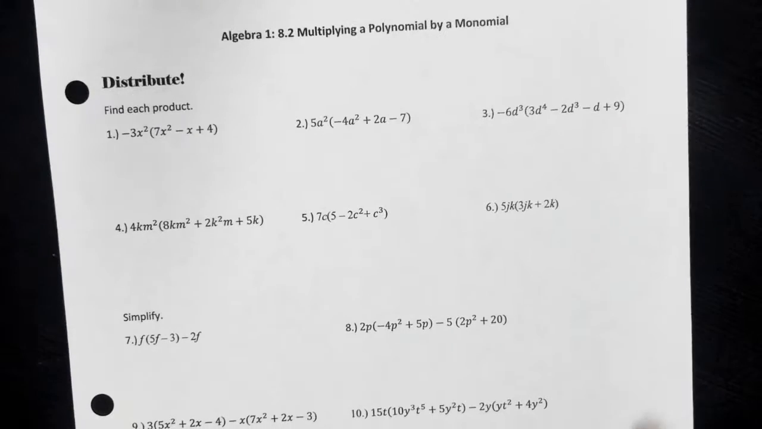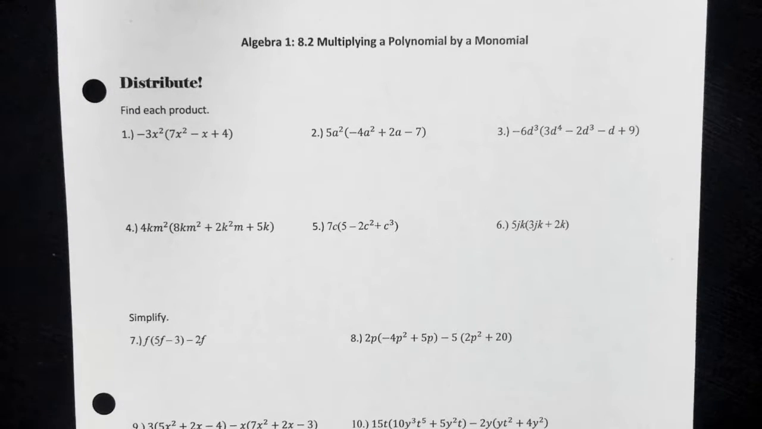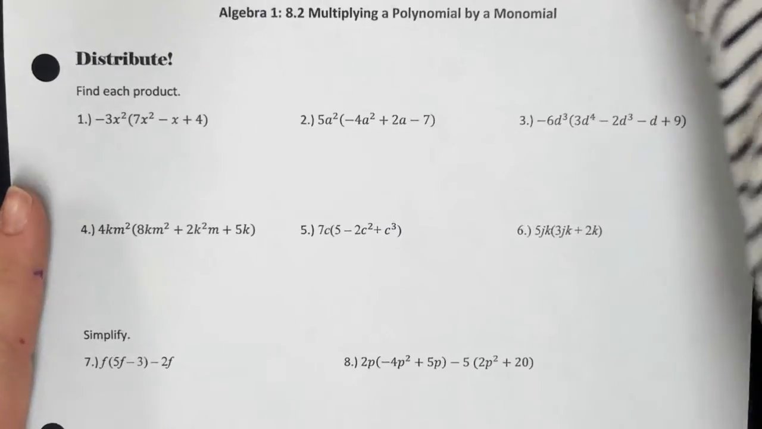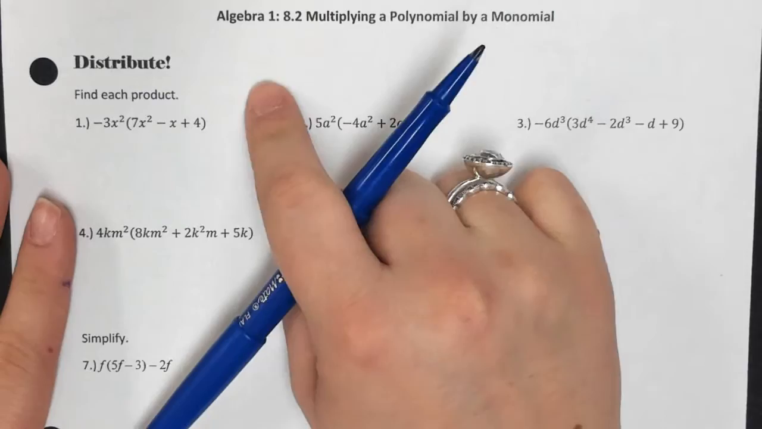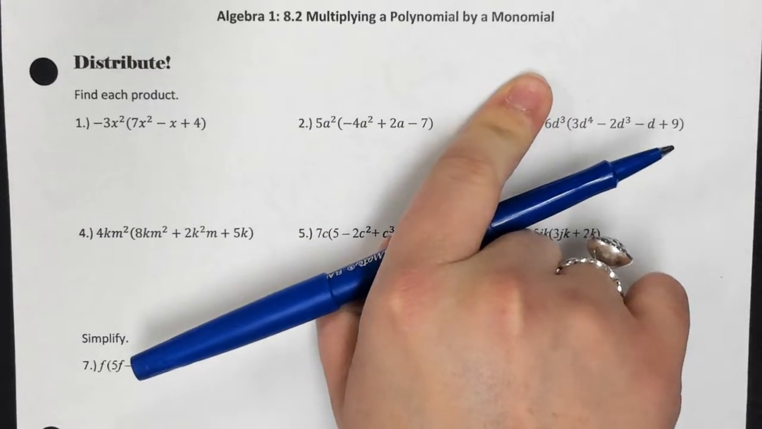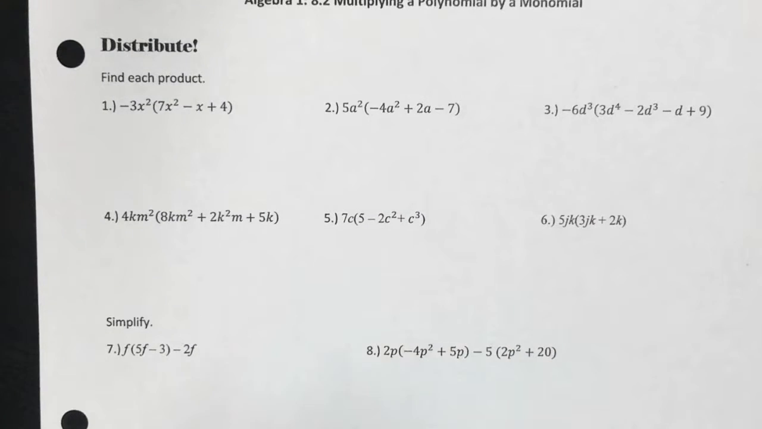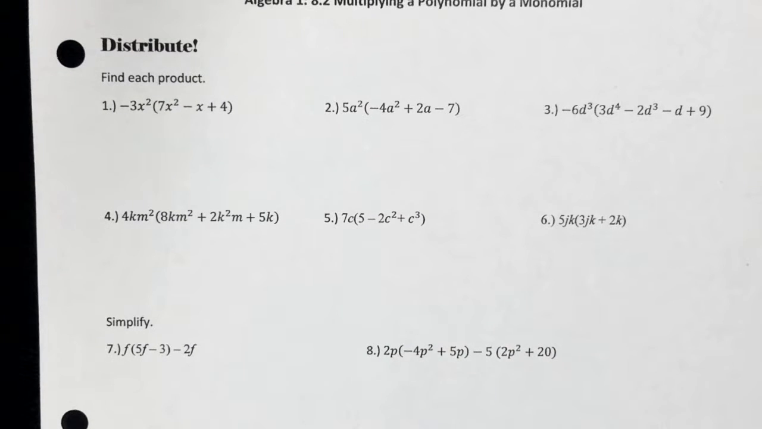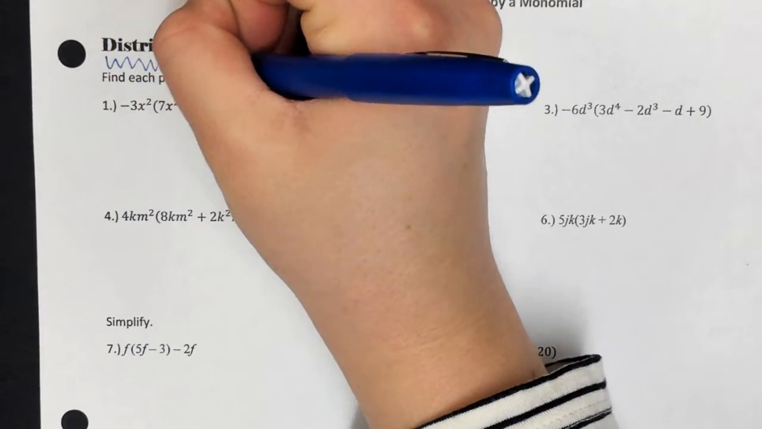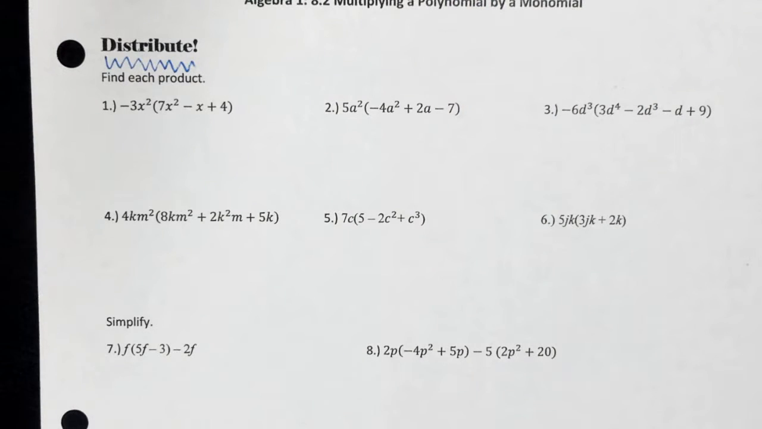Alright, today we are learning how to multiply a polynomial by a monomial. The first thing you're always going to do is this big word right here: distribute, with an exclamation point behind it, because it is that important.